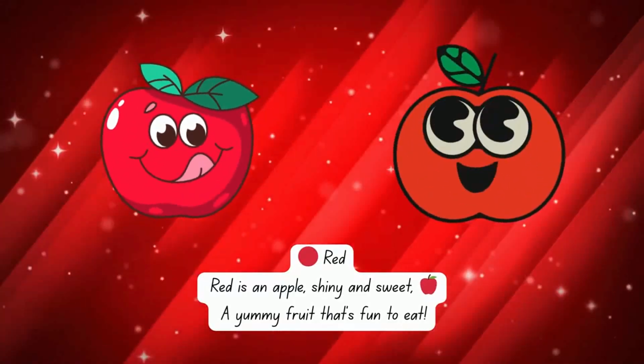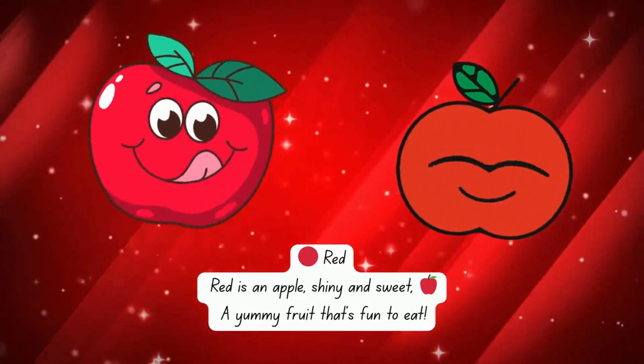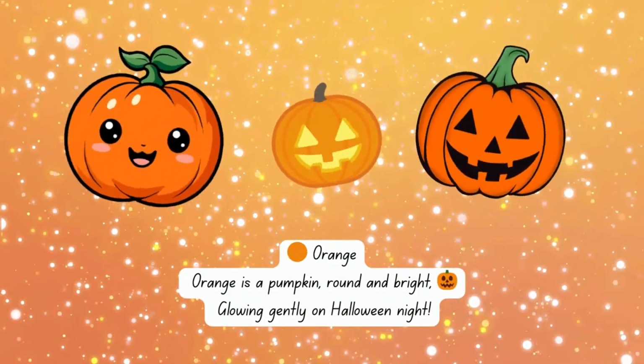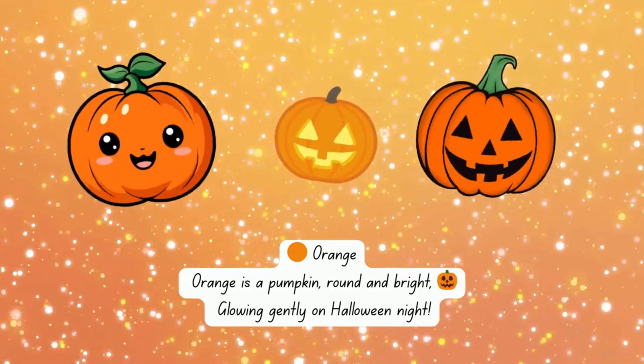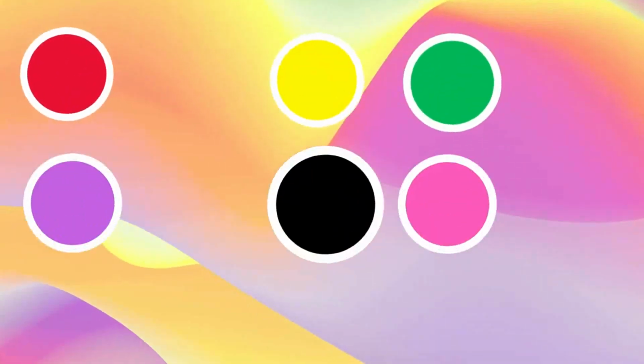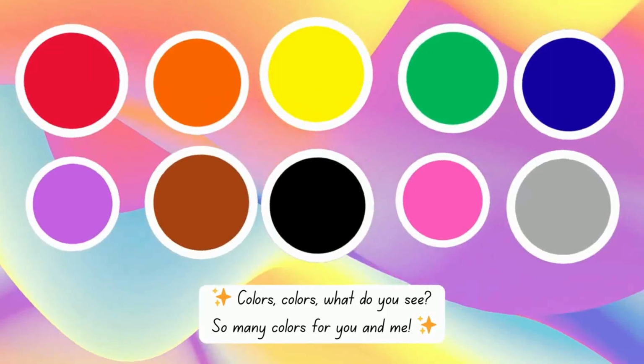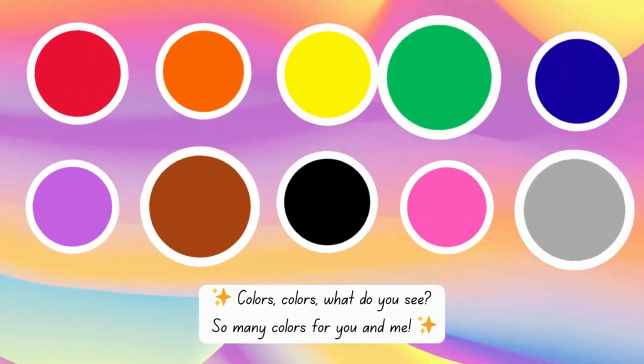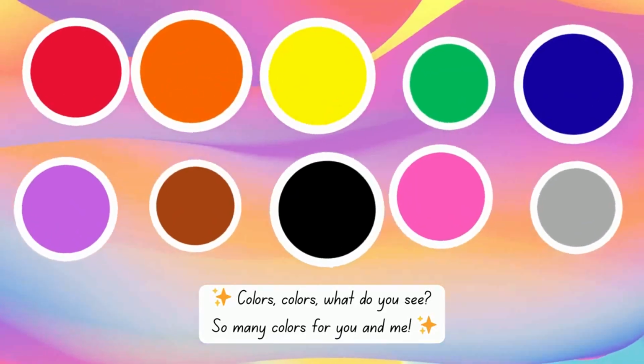That is an apple, shiny and sweet, a yummy fruit that's fun to eat. Orange, orange is a pumpkin, round and bright, glowing gently on Halloween night. Colors, colors, what do you see? So many colors for you and me.